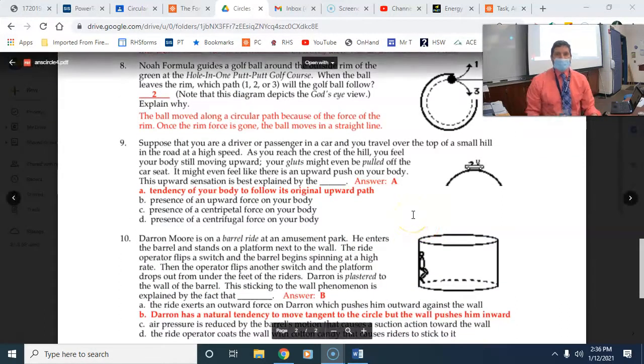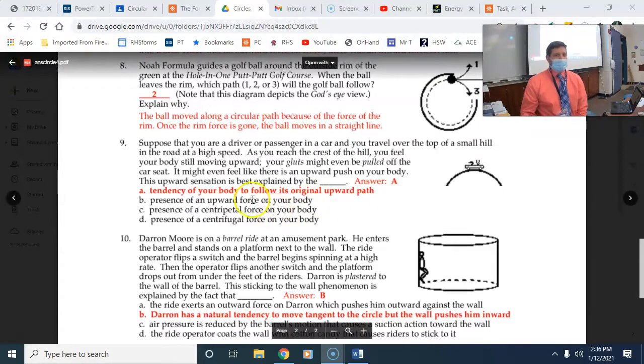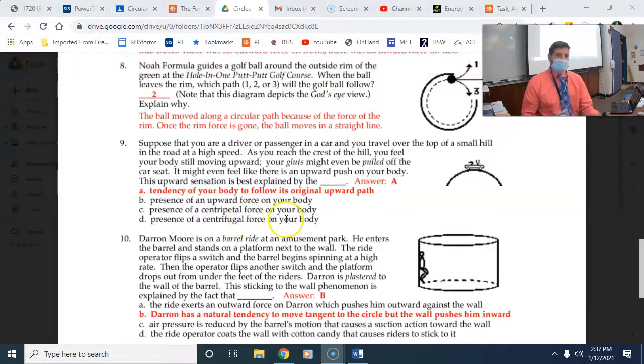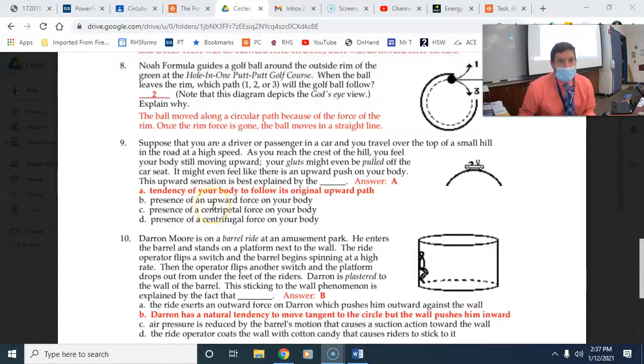Any explanation like that would be fine. Moving along, number 9. Suppose that you are the driver or passenger in a car and you travel over the top of a small hill on a road at a high speed. As you reach the crest of the hill, you feel your body still moving upward. Your glutes might even be pulled off the car seat. It might even feel like there's an upward push on your body. The upward sensation is best explained by which of the following? Don't pick any that's a force, so that again narrows it down. B is wrong because it says an upward force. All right, but it's to explain this upward sensation.